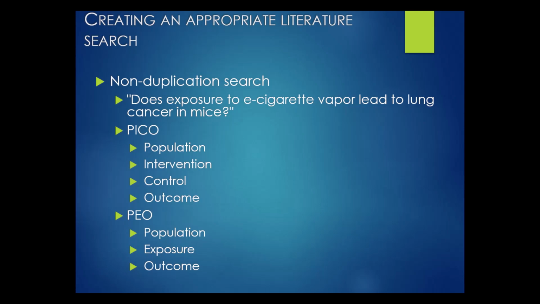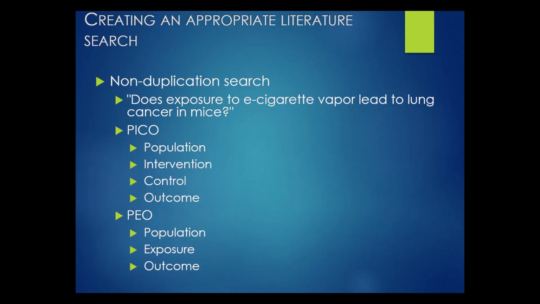For the non-duplication search, you are trying to find articles related to your topic to see if results already exist which would preclude the need for the research. Or, alternatively, you may find results which would prompt you to alter the purpose of your research to something new. I'm going to run through an example, which is shown here. Does exposure to e-cigarette vapor lead to lung cancer in mice?